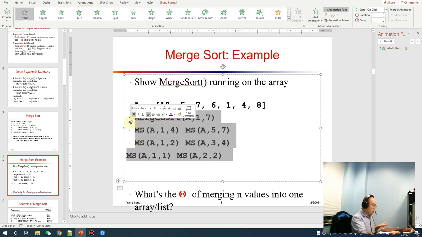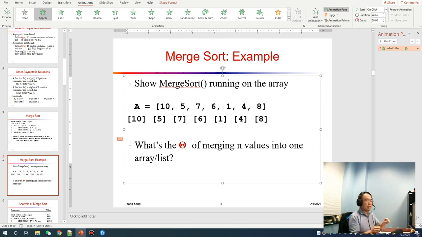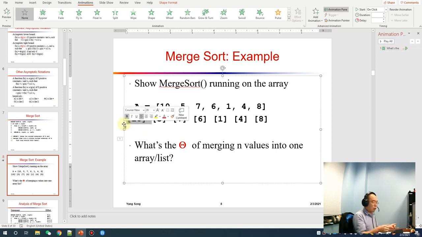So eventually, what we are doing is we are sorting just a 10, and then we are sorting just a 5, and 7, 6, 1, 4, and 8. Well, this is eventually when we break down the recursive tree structure to the leaves, and we will see this. And after that, 10, it's already sorted, nothing to do. 5, 7, 6, nothing to do because they are the only values.